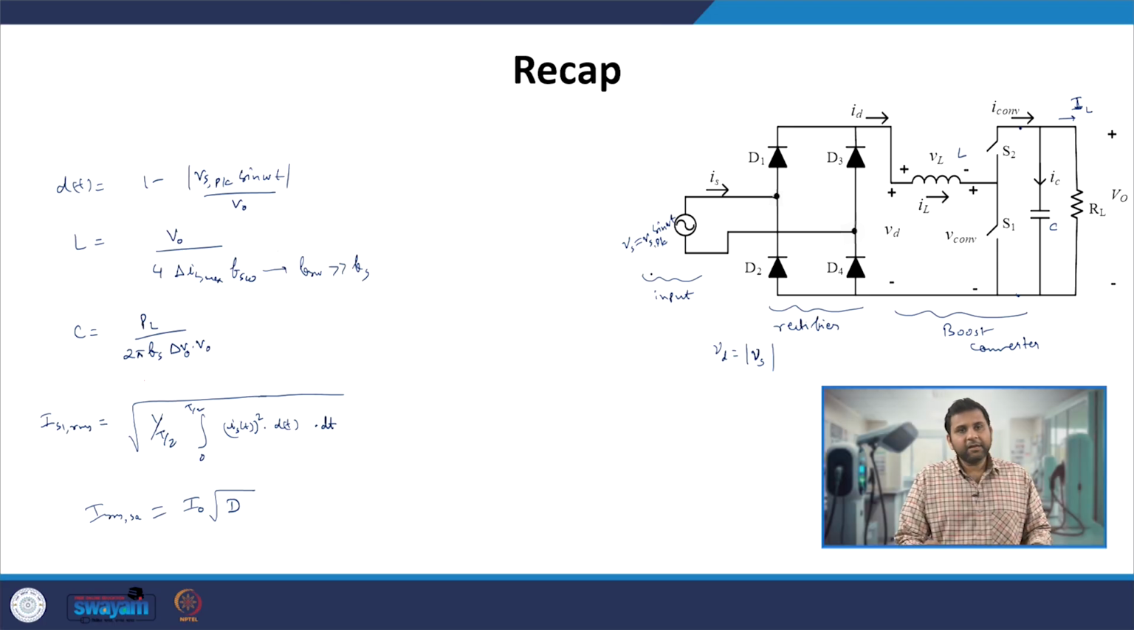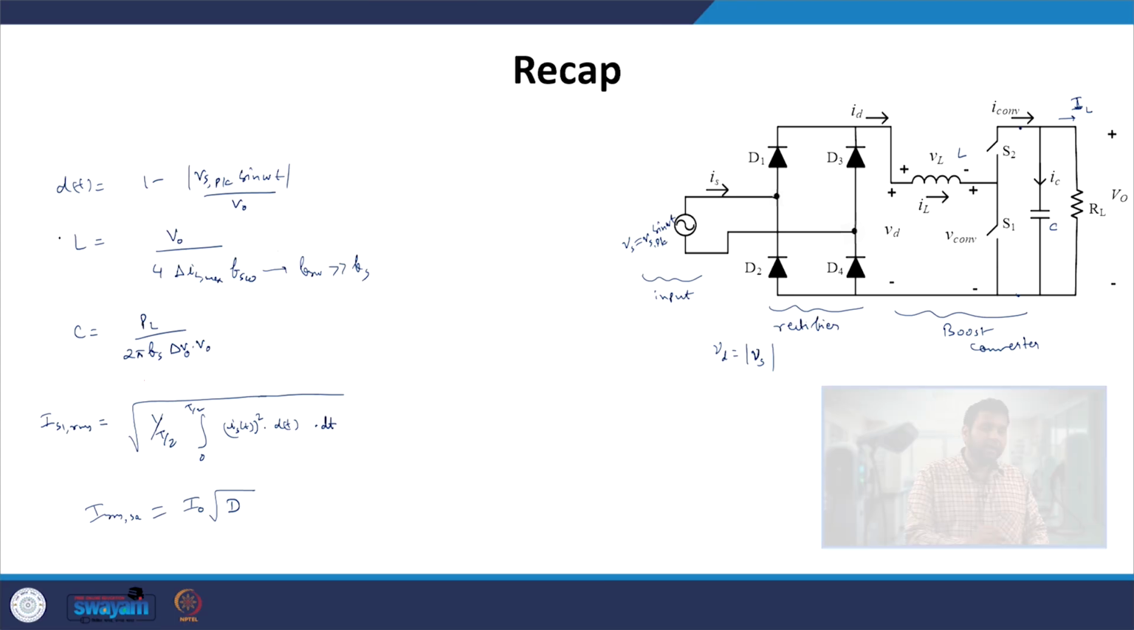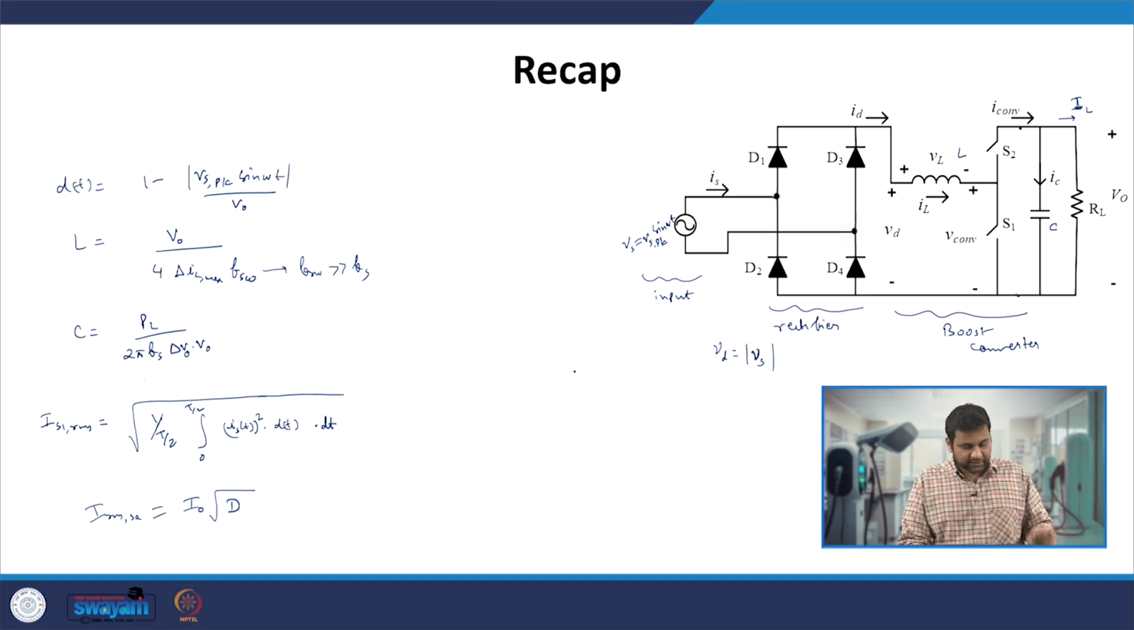And the delta IL max is again the designer's choice, or sometimes it is given in the specification, what the maximum ripple in the inductor current could be that one can allow. So that delta IL max will determine the value of this inductance, and this V naught can again be derived from the specifications.